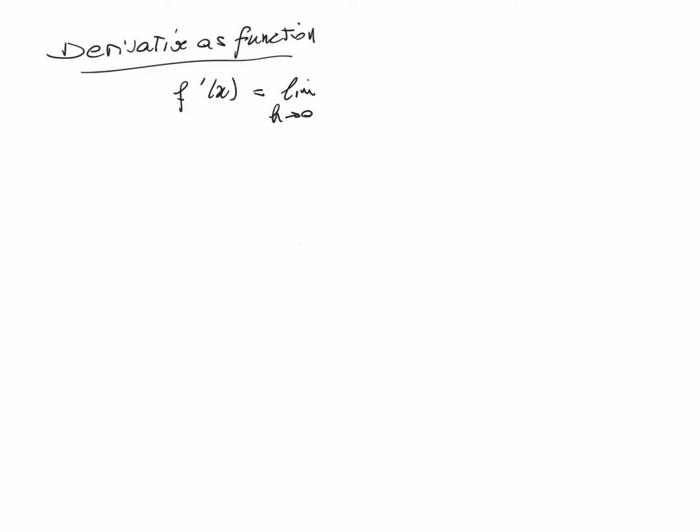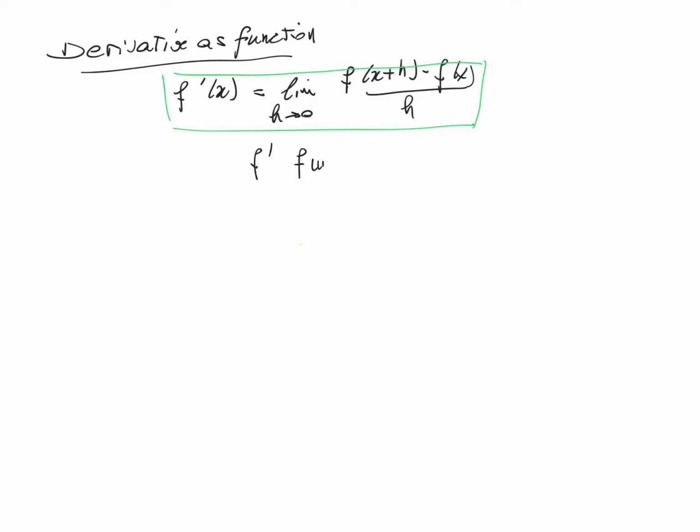The derivative can also be seen as a function. Let's write the definition of the derivative as a function of x. So f prime of x is the limit for h going towards 0 of f of x plus h minus f of x divided by h. In that case, f prime becomes a function of x with its own domain and its own range, and this is the function, the derivative of f.